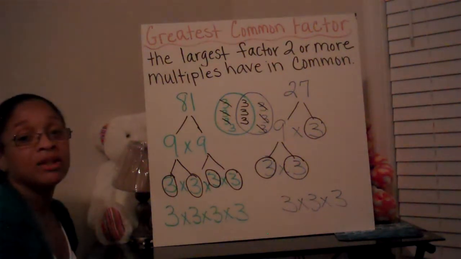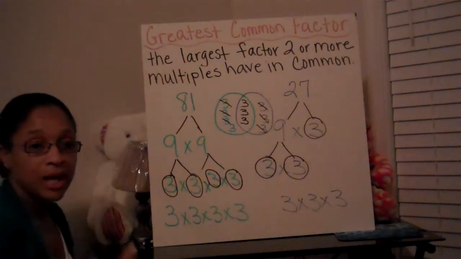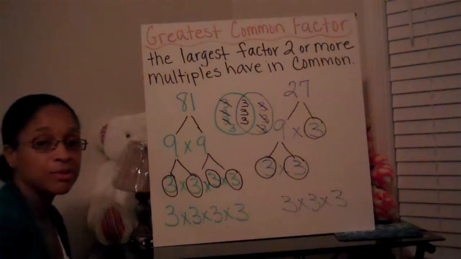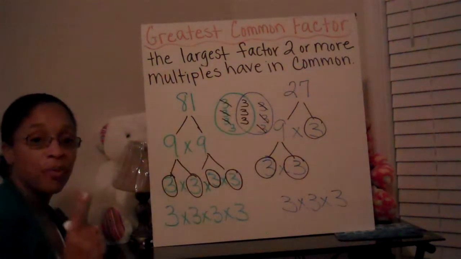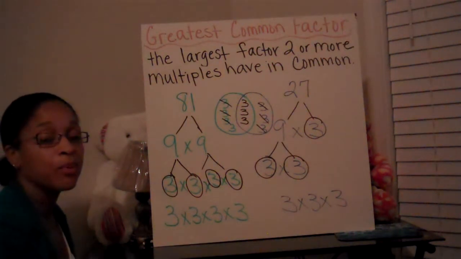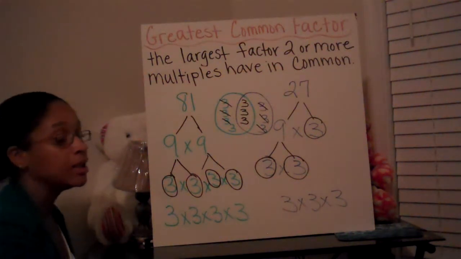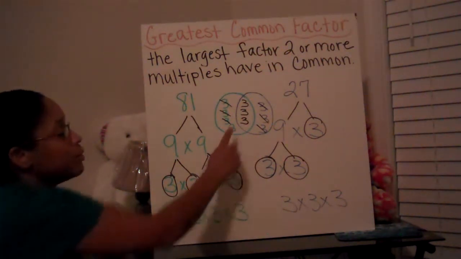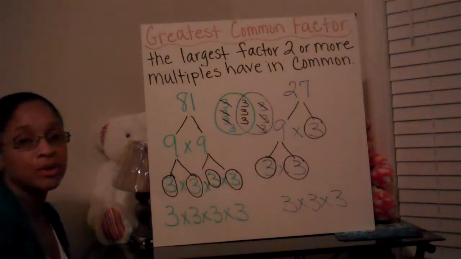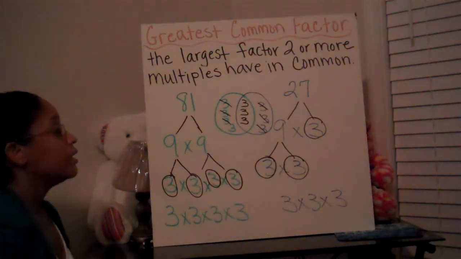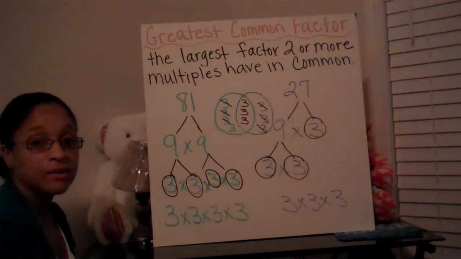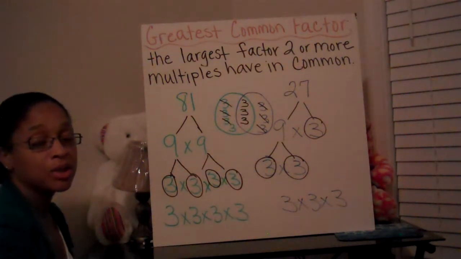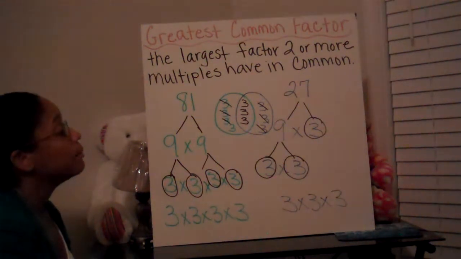Now, I'm not writing the 3 twice. I'm writing the 3 one time because it's in common between the two circles. So that's why I crossed out a green with a blue and wrote it once. Not twice, but wrote it once because it's in common. It's in both circles. So I move it to the middle portion of the circle to show that it's in common.